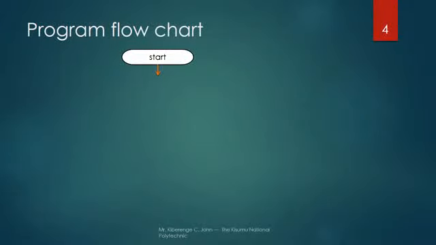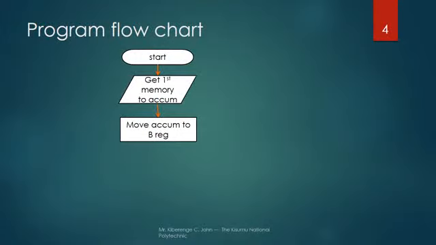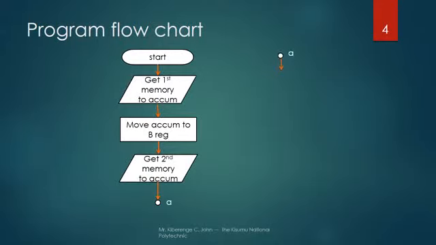If we are to draw a flowchart, we'll have to start, that is the symbol, followed by getting the memory to accumulator, then move accumulator to register, then get the second memory location into accumulator. Now I'm using this connection because my page is full and I have to link it to the next page to continue with drawing the flowchart.